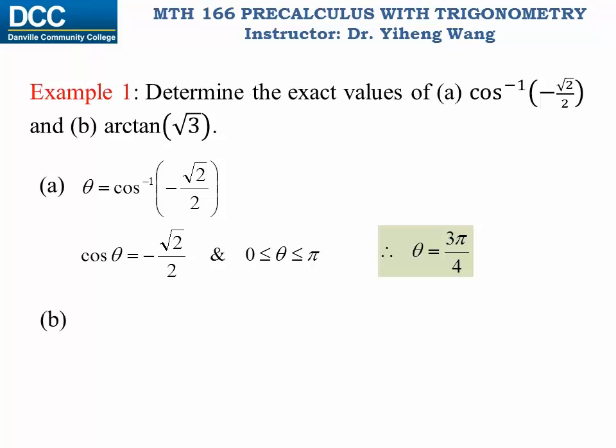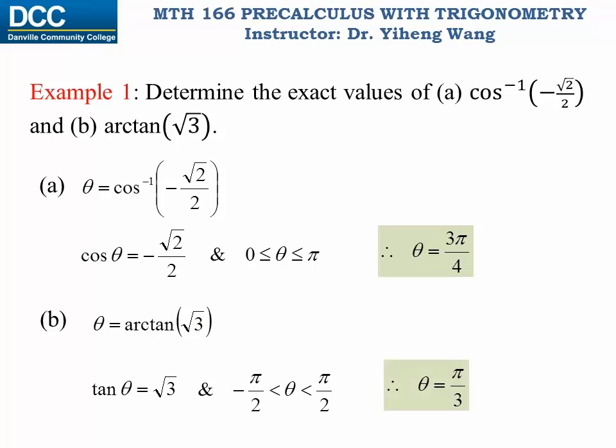For part B, similarly, we are looking for an angle theta that equals arctangent √3. What does that mean? It means that, once again, not only does tangent theta equal the square root of 3, but also theta must be between negative half a pi and positive half a pi. So there's only one angle that satisfies these two conditions simultaneously, and that is 1/3 pi.